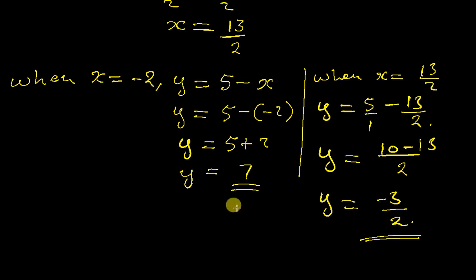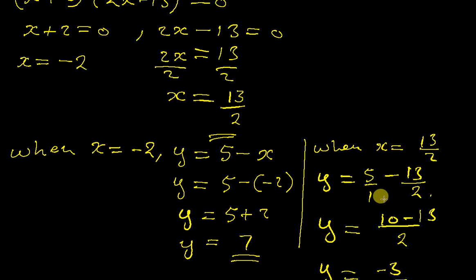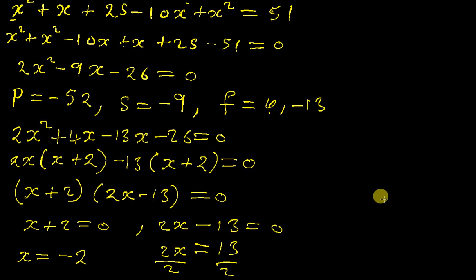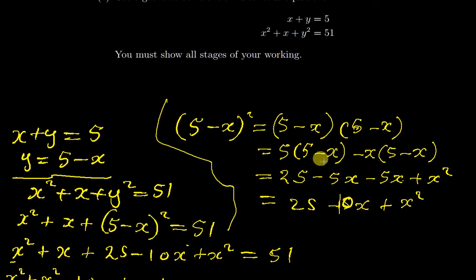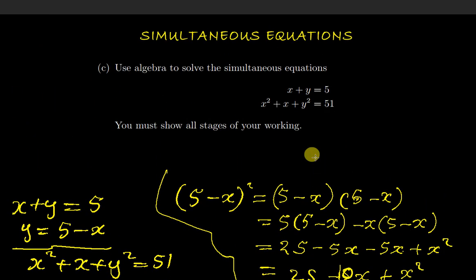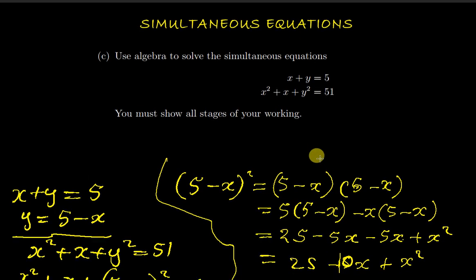So these are the answers they wanted us to find. The values of x have been answered on top, and the values of y are down there. For this simultaneous equation, these are the values of x and y that are needed.